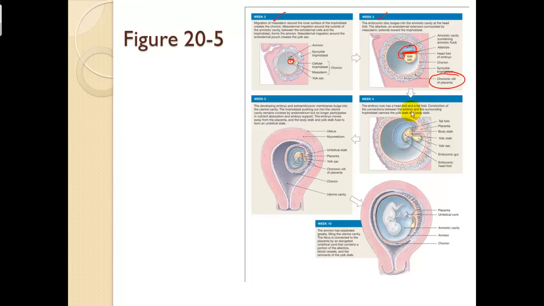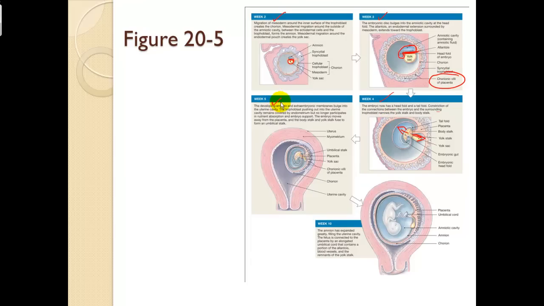Now, 5 weeks from the previous chapter, we also noticed that whenever the luteal phase occurs, the corpus luteum sticks around for about 5 weeks if the egg is fertilized. What the corpus luteum does is secrete lots of progesterone. The progesterone helps the endometrial wall lining become more vascular. So week 4, the embryo now has a head fold and tail fold. Constriction of the connective tissue between the embryo and surrounding trophoblast narrows the yolk stalk and stalk body. This is in development at this point, so we've got a two-way development occurring here.